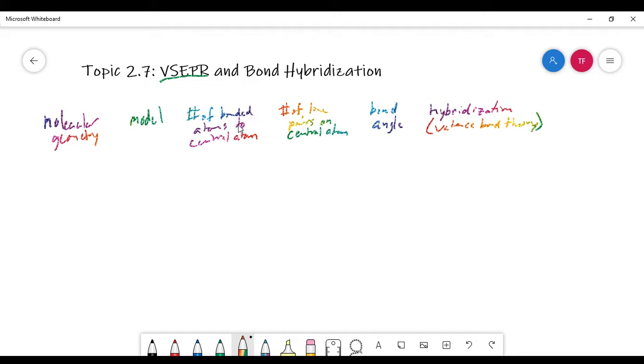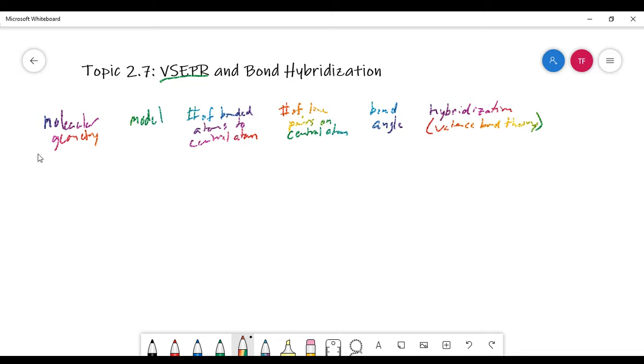So VSEPR theory is the idea that molecules form their molecular geometries by electron pair repulsion. In other words, when you have pairs of electrons around a central atom, those pairs of electrons repel each other according to Coulombic forces, and therefore they're going to spread out as far as they can in order to minimize repulsion. So with VSEPR theory, you can start predicting what shape molecules will be by looking at how many pairs of electrons are on the central atom.